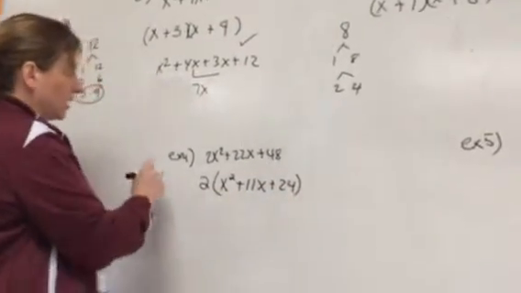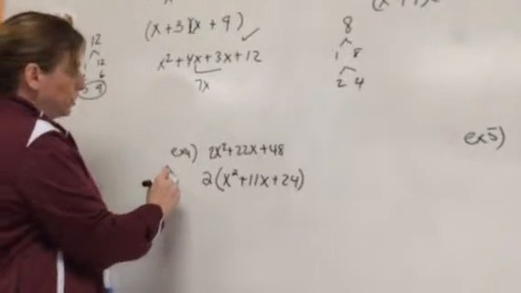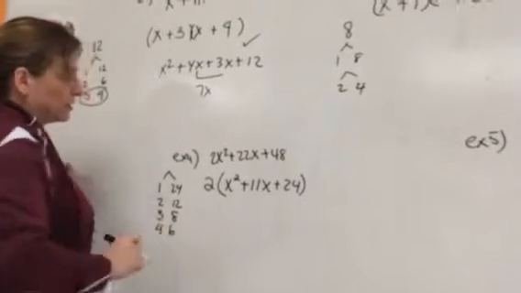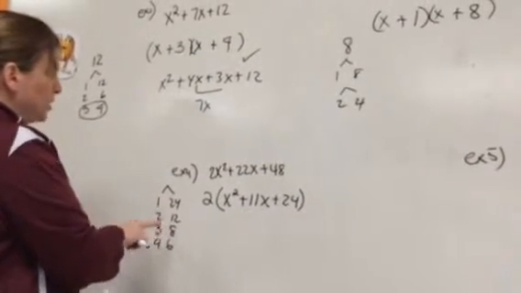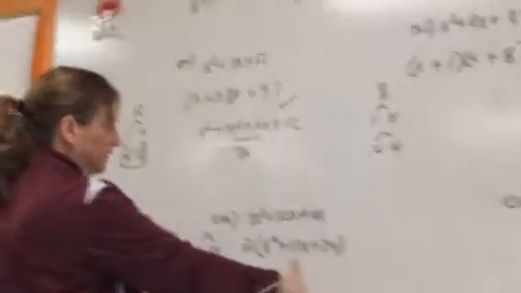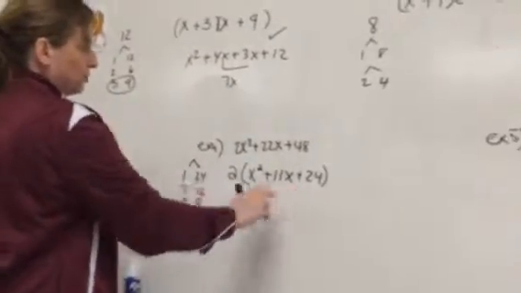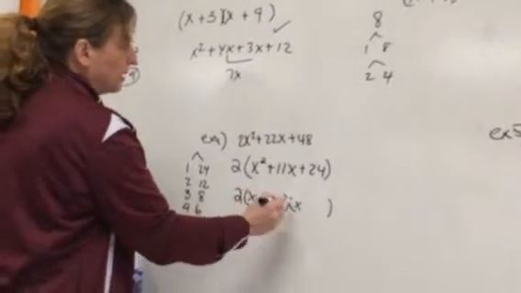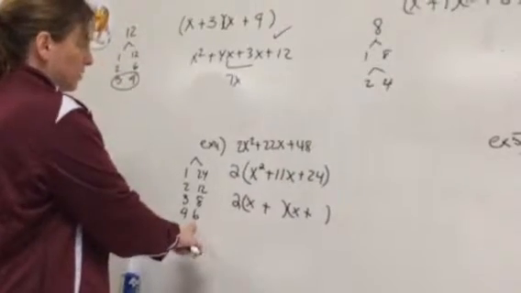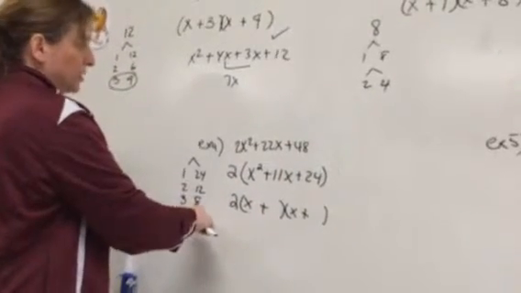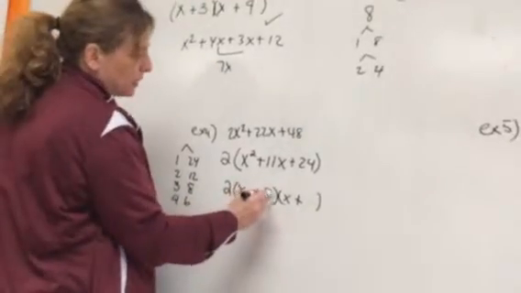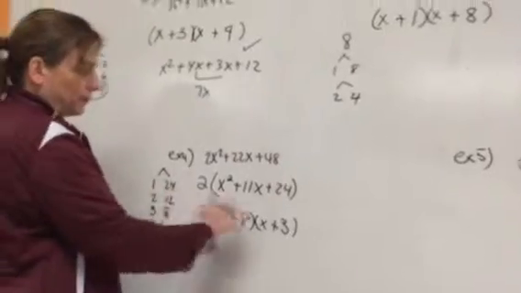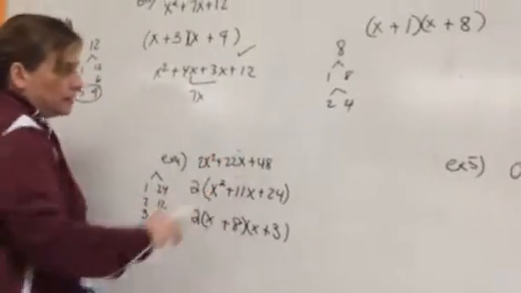Now, 24, how can I get 24? 1 and 24, 2 and 12, 3 and 8, 4 and 6. Okay, what combination of these numbers will I get 11 in the middle? Let's see, I have 2 pluses, so I can do this, and I can move my x's, and I can put my pluses. Now, 6 and 4 is 10, because we're adding. 8 and 3 is 11, that's what I'm looking for, and that's my answer. Trust me, I'm not going to factor it out. If I foiled that all out, I would get this.